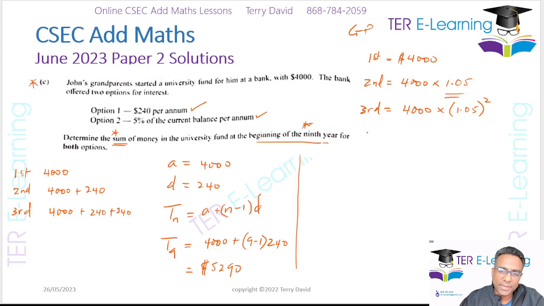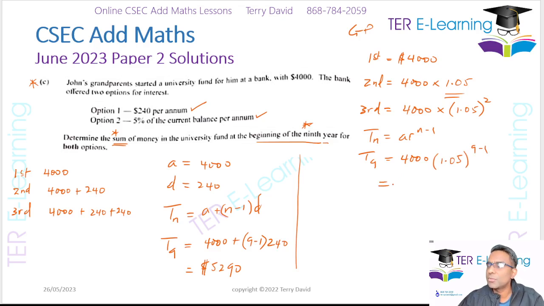So all we're doing here, we want to find the nth term of a geometric progression, which is ar to the n minus 1. So you're working out at the beginning of the 9th year, so you have to use the 9 here. So this is going to be 4,000 multiplied by a, which is 1.05 to the power 9 minus 1. And that is going to give me 4,000 multiplied by 1.05 raised to the power 8.